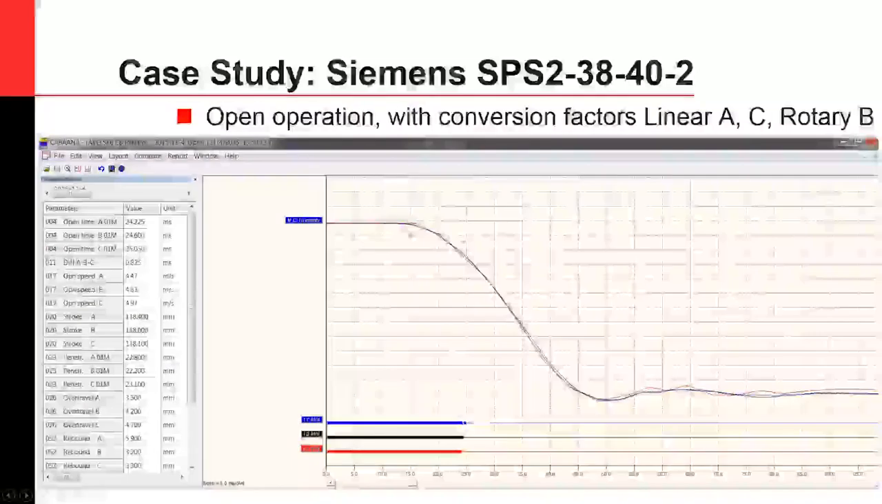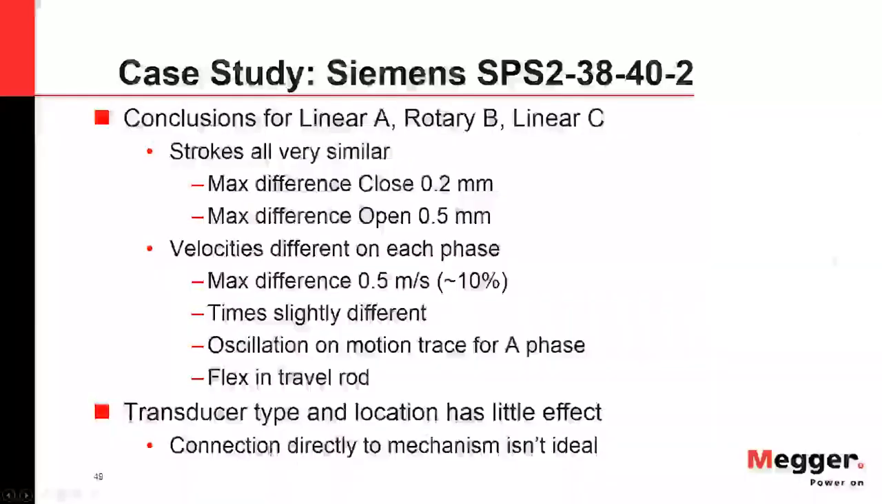Comparing linear A, rotary B, and linear C, you'll see that the strokes are all very similar. On the close, the max difference is 0.2 millimeters. On the open, the max difference was 0.5 millimeters. The velocities were different on each phase, with a maximum difference of 0.5 meters per second, which is approximately 10%. I would say part of this is due to the oscillation or the motion on the trace A there, and there could be some flex in the travel rod as well.